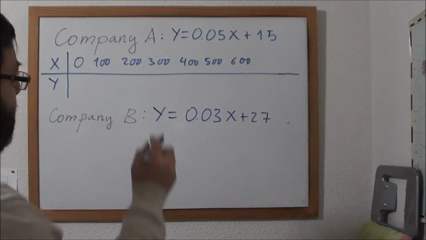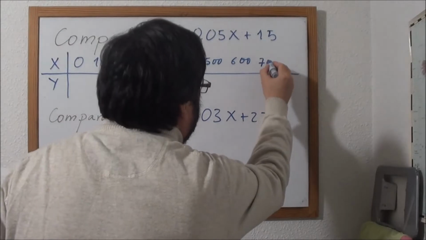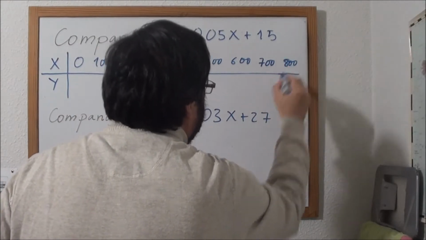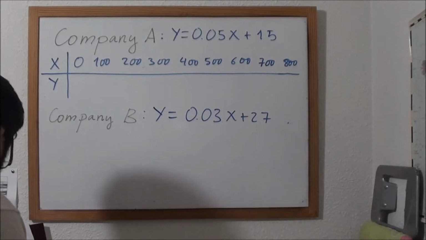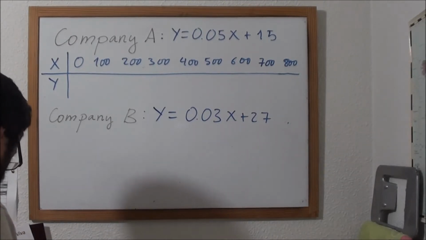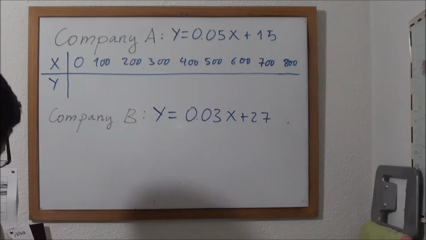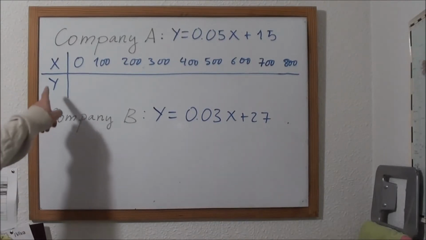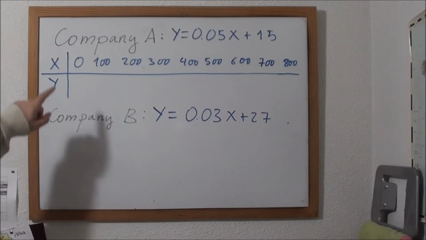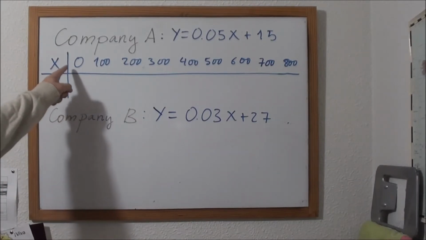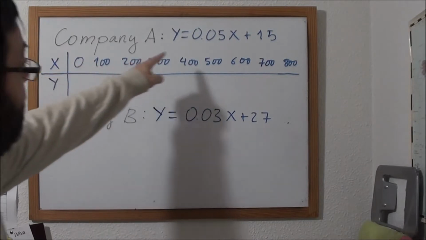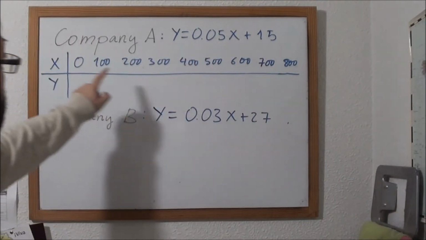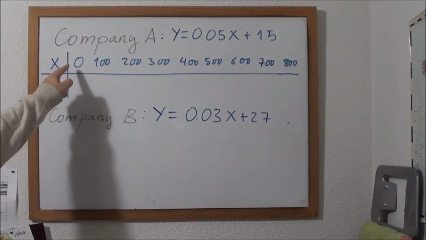Okay, that's better because I want to get up to 800 minutes. Okay? And now we are going to calculate the set of values for the y. How do we do that? Very simple. We replace the value for the x in the equation. So let's start with 0.